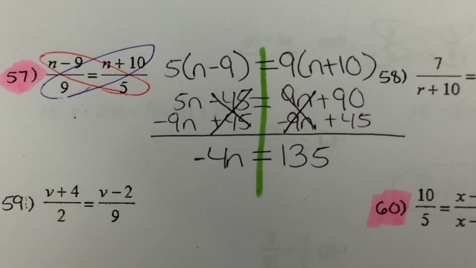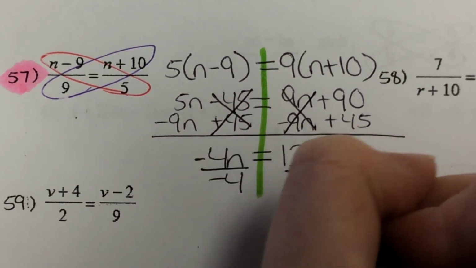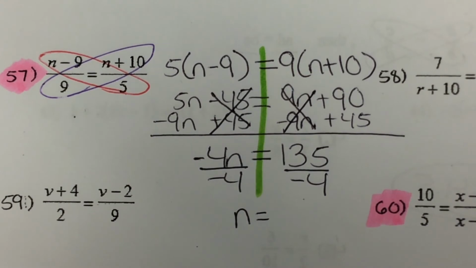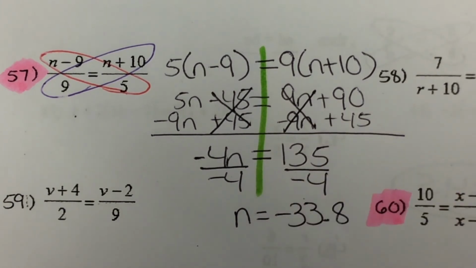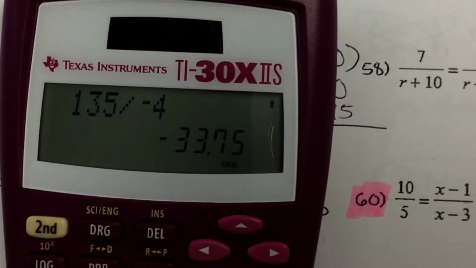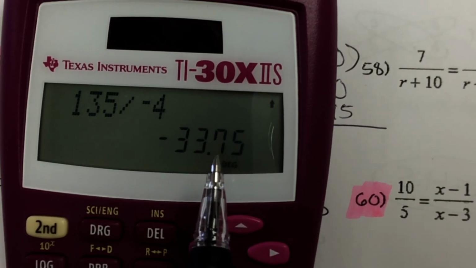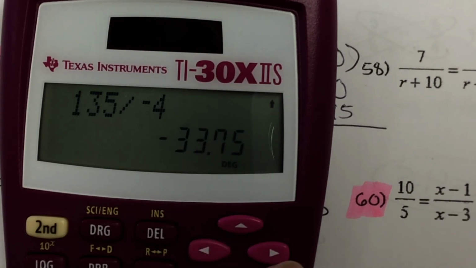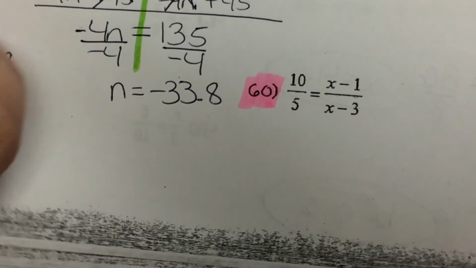Okay. Now our last step is to divide out this negative 4. And we're going to get n equals 135 divided by negative 4, decimal, negative 33.8. On your calculators, if you get decimals like this, you need to round to the nearest tenth. So because this is a 5, we need to round this up to 33.8. Make sure you pay attention to that. All right, last example. Let's go down to 60.